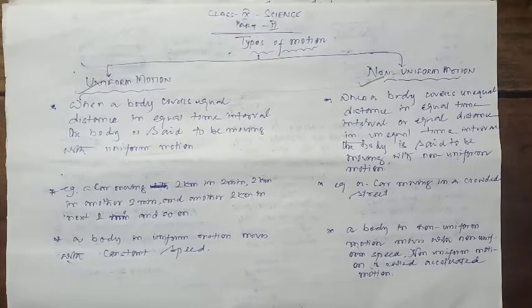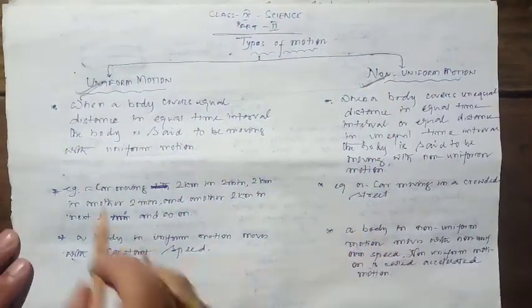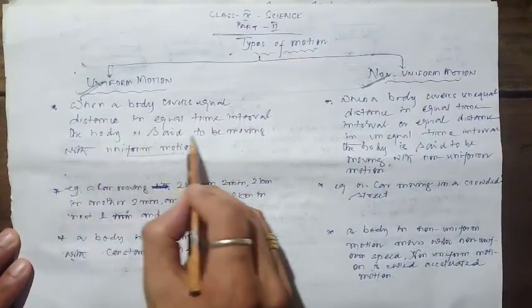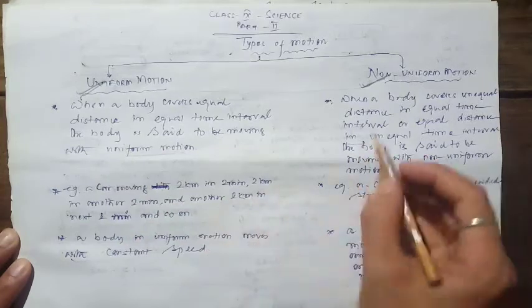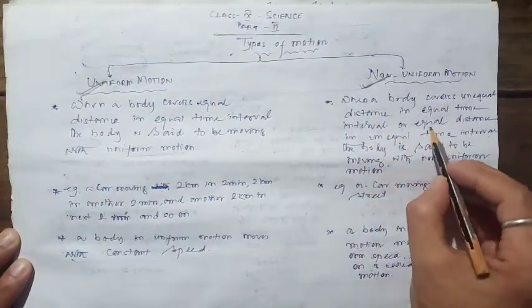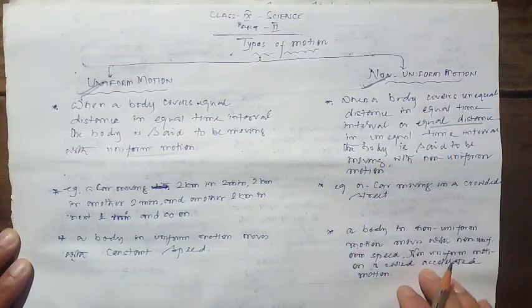Okay, students, in this lecture, we will discuss the types of motion. There are two different types of motion. One is uniform motion. Another one is non-uniform motion. Uniform motion: when a body covers equal distance in equal time intervals, the body is said to be moving in uniform motion. When a body covers unequal distance in equal time intervals, or equal distance in unequal time intervals, the body is said to be moving with non-uniform motion.